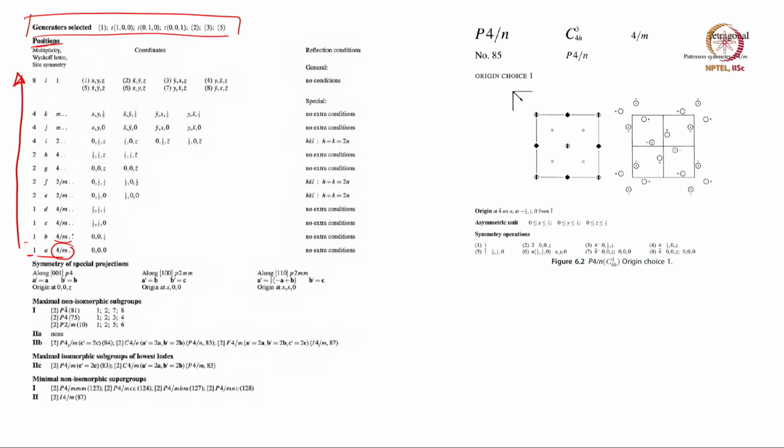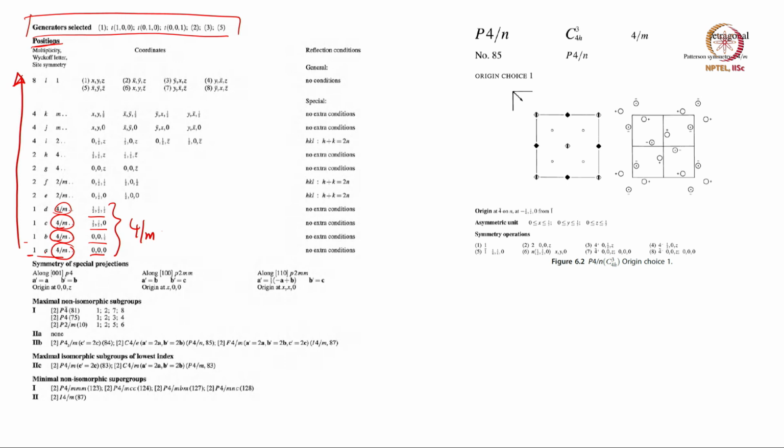4 by m is the highest symmetry, and then there is a position A which is 0 0 0, a position B which is 0 0 half, a position C which is half half 0, and a position D which is half half half. All these points have a 4 by m point group symmetry. So operating through them, all A B C D, the 1 positions are positions of highest symmetry, and their Wyckoff symbols.